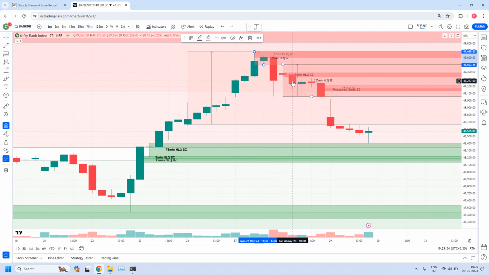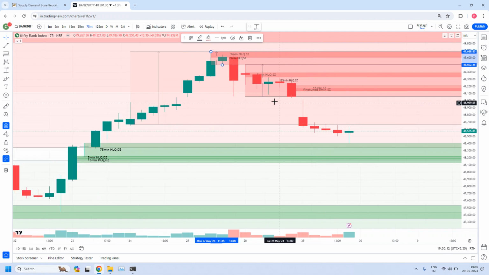So this is the leg candle, 3 base candles, and again a drop candle. So this is the 75 minute zone. Inside the 75 we have a 15 minute supply zone, having a fine tuned 5 minute supply zone. That way we can treat.